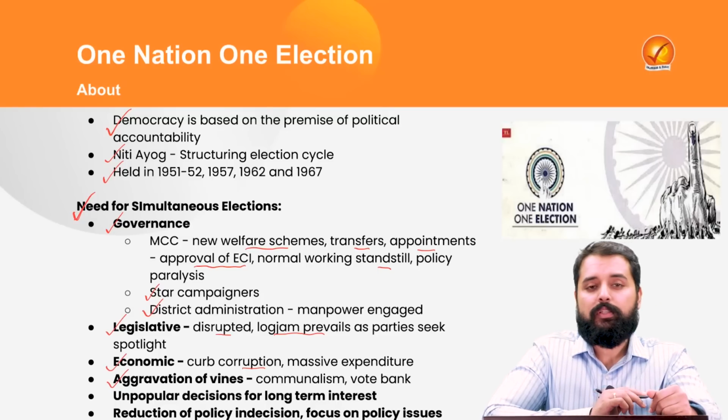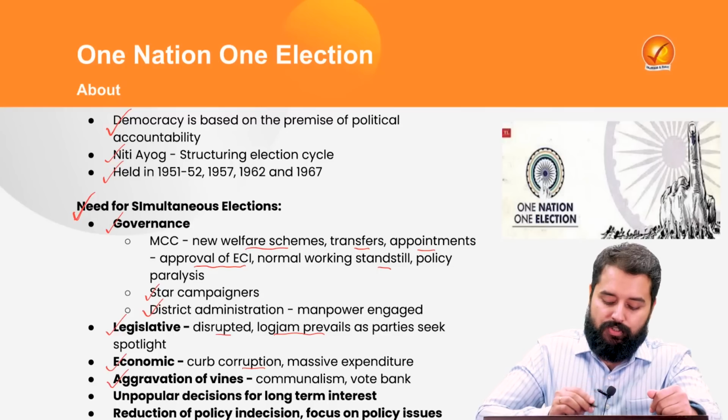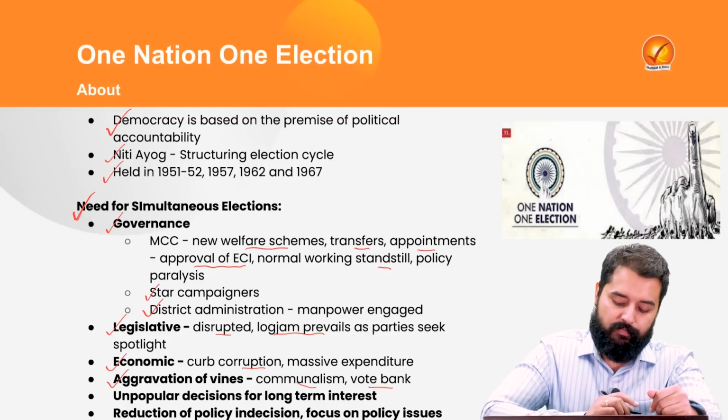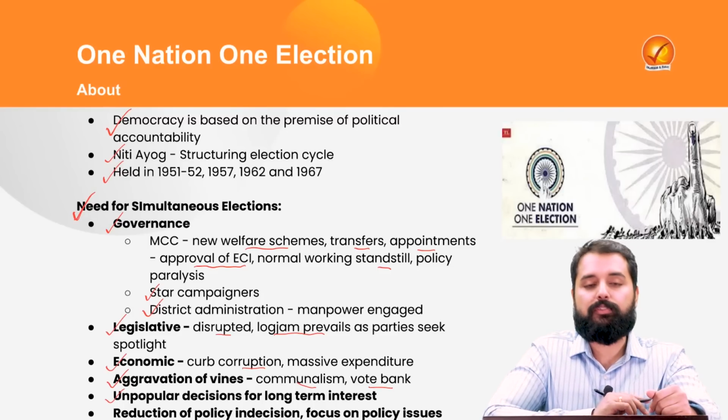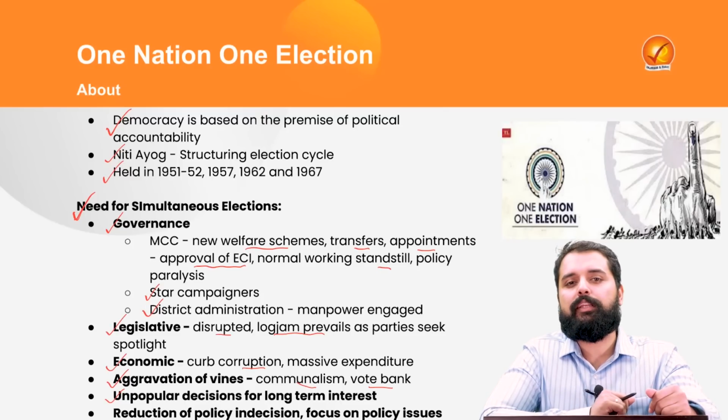And during the times of elections, the wines are usually aggravated. That is, the issues like vote bank politics, communalism, etc. They are at the peak during the times of elections because the parties want to seek more votes. And the unpopular decisions are usually not taken. Whenever the elections are near the corner, the government is usually in a dilemma.